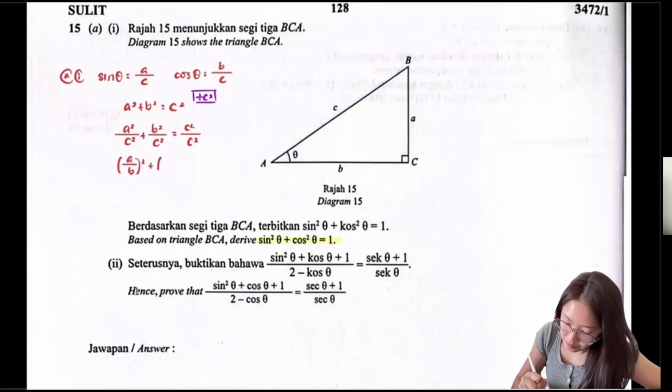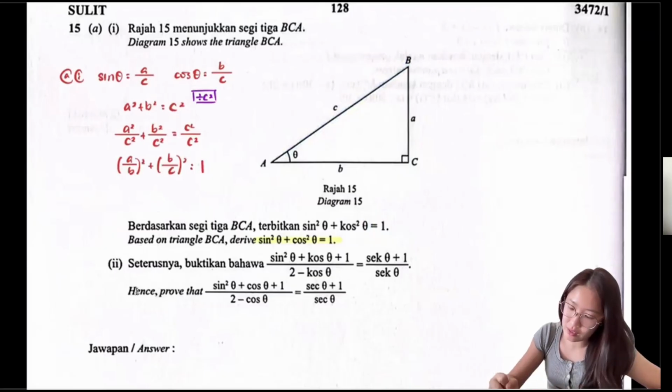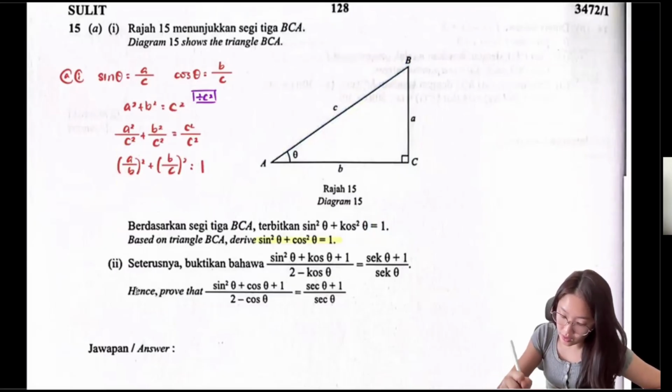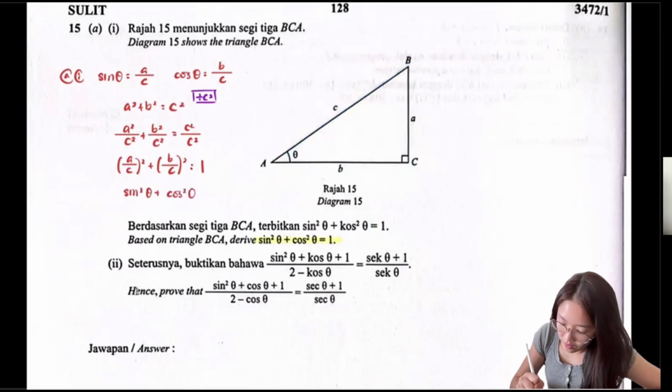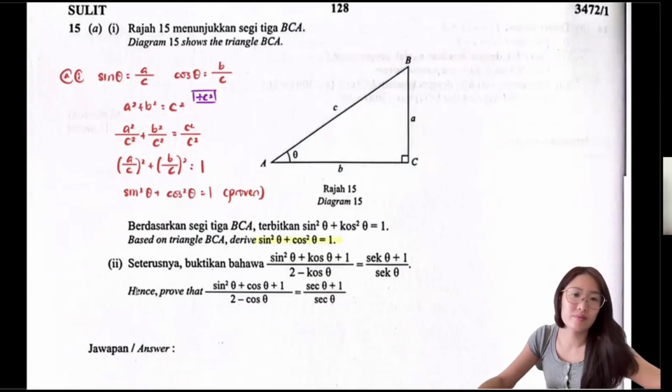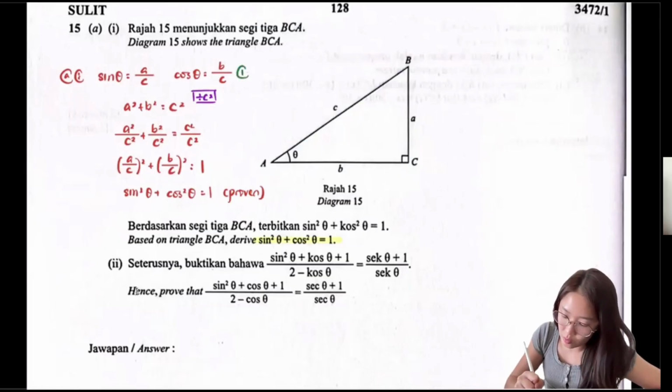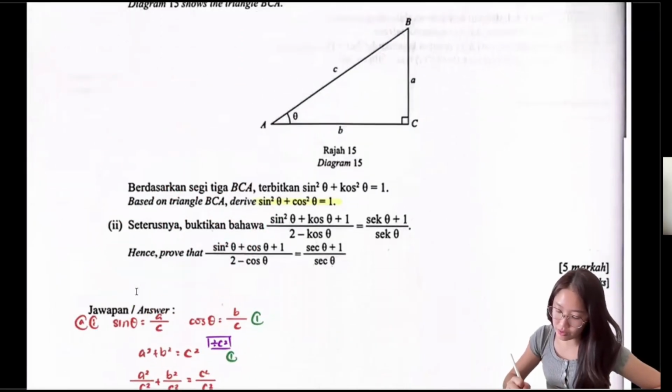What do you see? This is 1. A over C is your sine. So sine squared theta in front, behind cos squared, equals to 1. Prove it. This is your answer for the first one. So 1 mark here, 1 mark Pythagoras, and the final answer. Done. 3 marks.